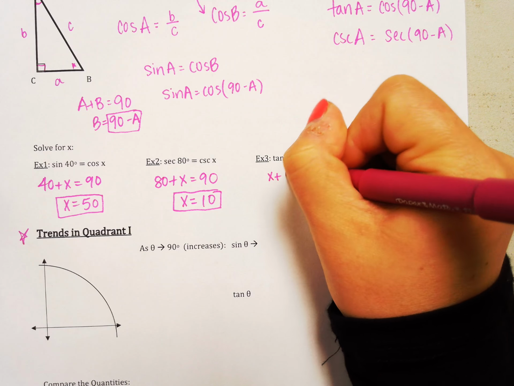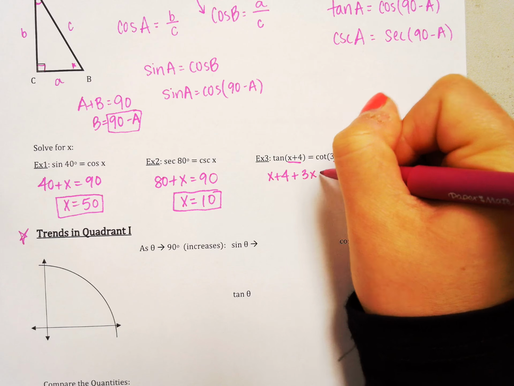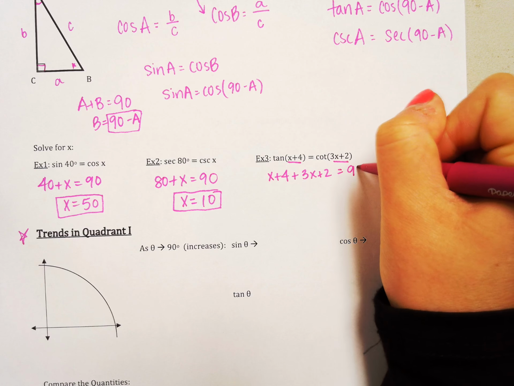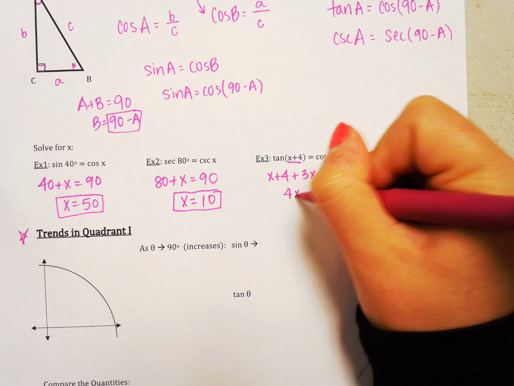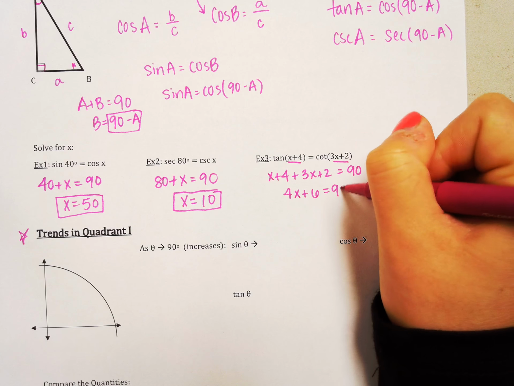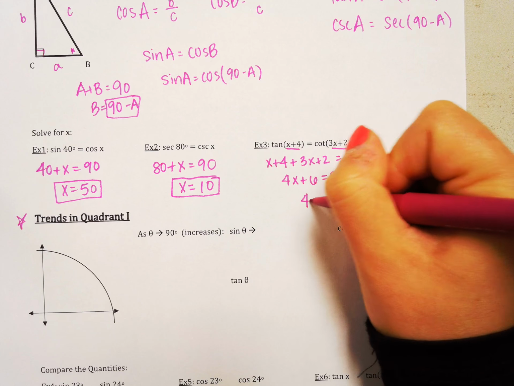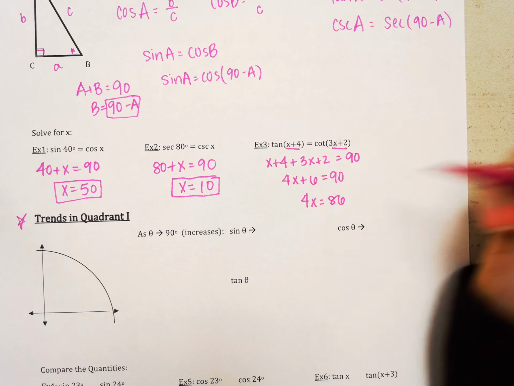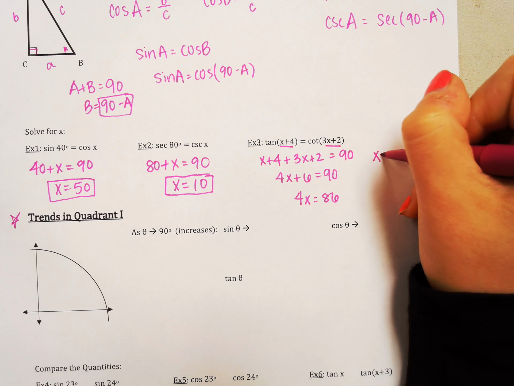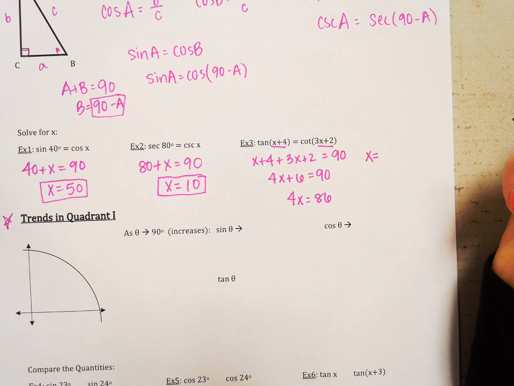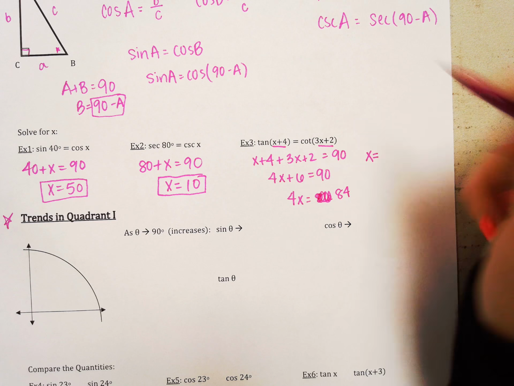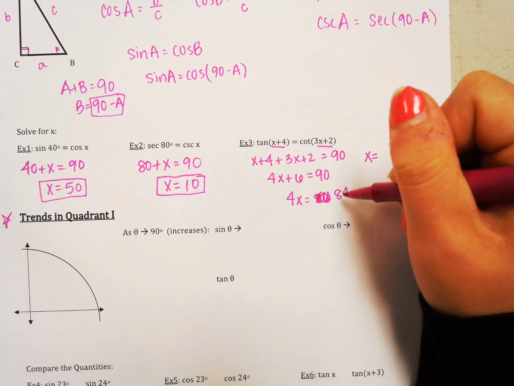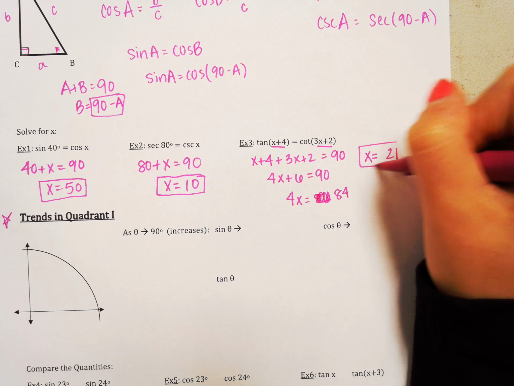This one's a little bit harder because we have an equation we have to solve for, but we can add them up, set them equal to 90. We'll get 4x plus 6 equals 90. Subtract 6 on both sides, 84, and divide by 4, and you'll get 21 for your answer.